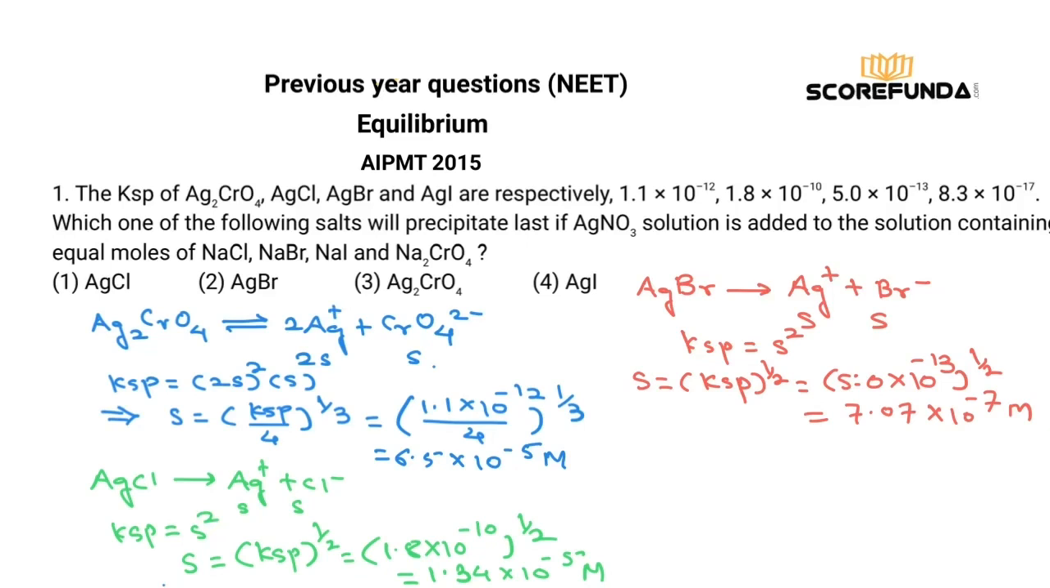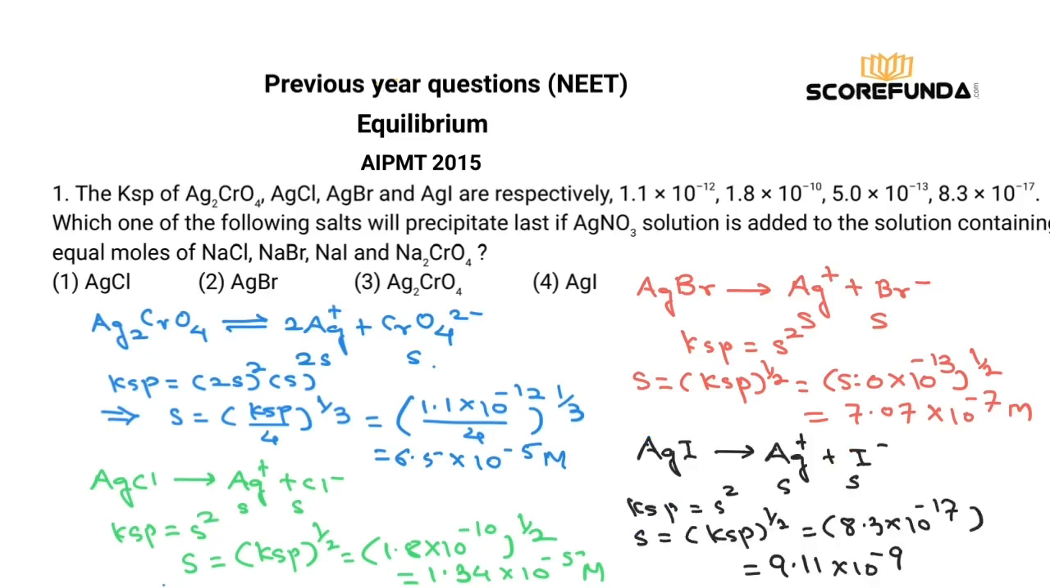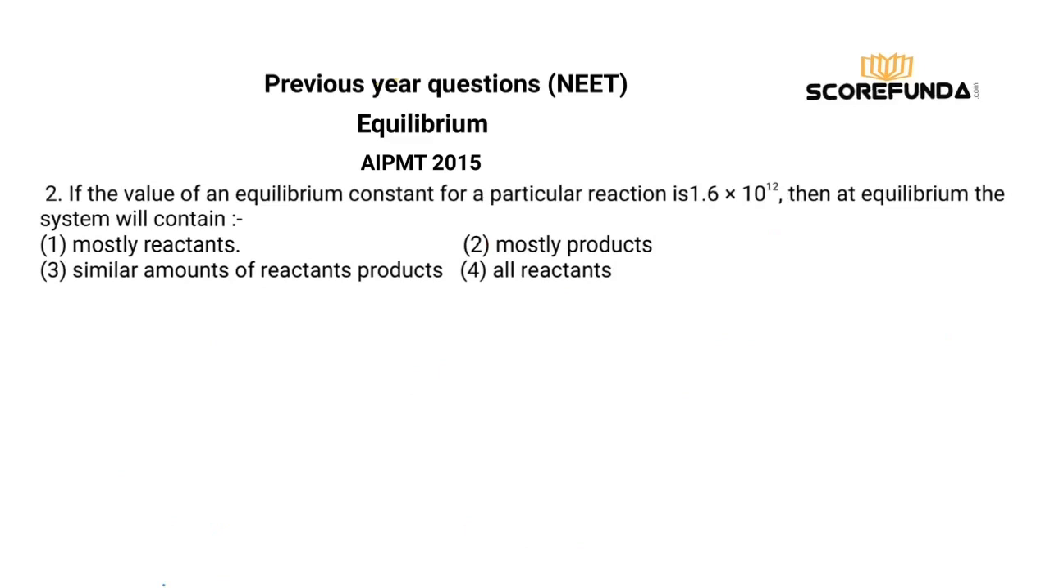Now last, let us calculate for AgI. AgI will give Ag plus and I minus, so s is the solubility, Ksp will be equal to s square, or s will be equal to Ksp to the power 1 by 2, so the answer will be 9.11 into 10 to the power minus 9. Now out of all this, the solubility will be highest for Ag2CrO4, and therefore its precipitation will take place last, so our answer should be option 3, that is Ag2CrO4. The second question in AIPMT 2015 was: if the value of an equilibrium constant for a particular reaction is 1.6 into 10 to the power 12, then at equilibrium the system will contain.